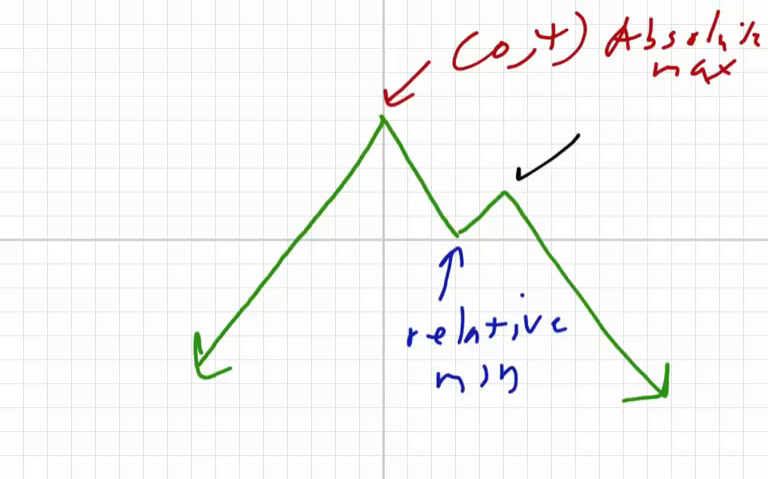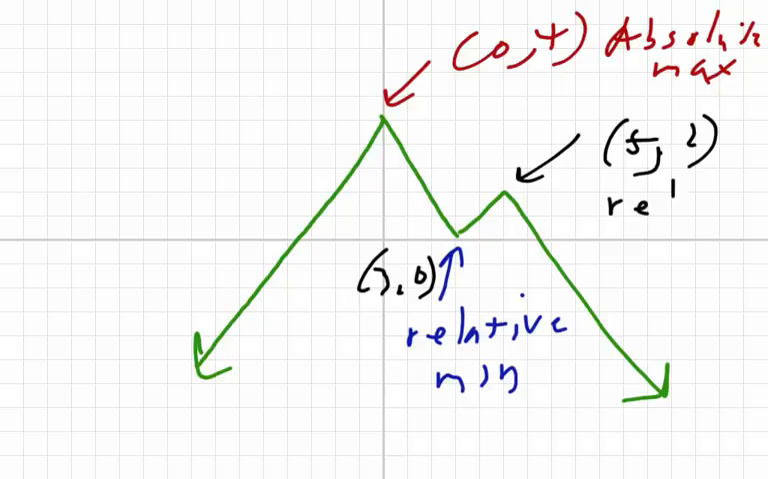And finally, this point over here, so this point was at 3,0. This point is at 5,2. That is not the highest point on here, but it is a maximum, so we're going to call it a relative maximum.